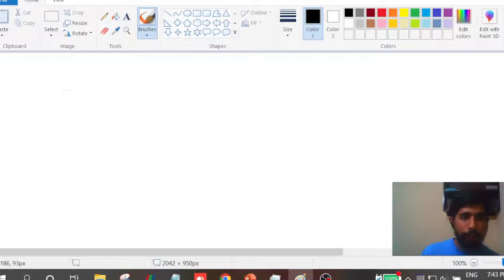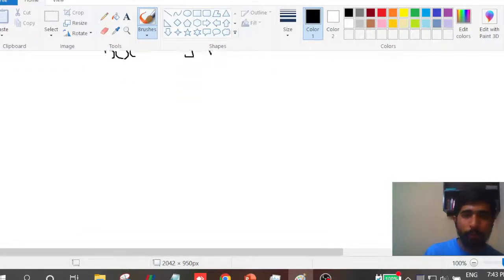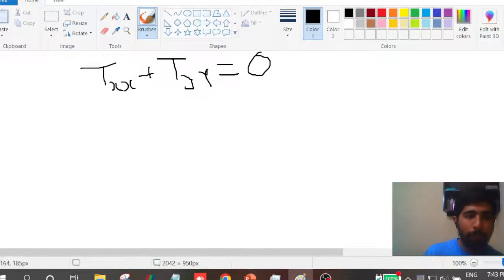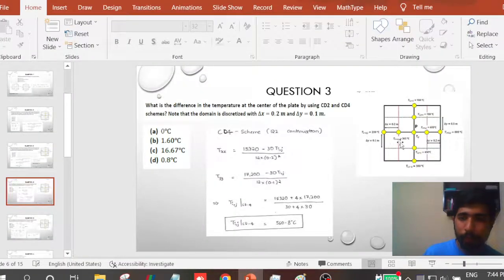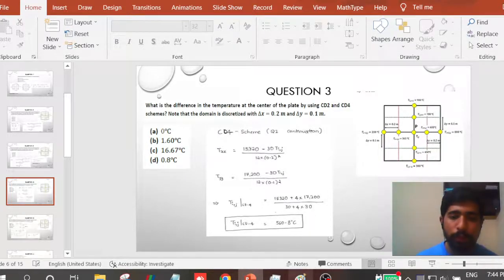Okay. Central difference 2 scheme. We have say Txx plus Tyy is equal to 0. Sorry for this handwriting, but I hope you understand this. So what will happen is that you get into this Txx. You have two x values. You have 365 and you have 655. So you just add them up.